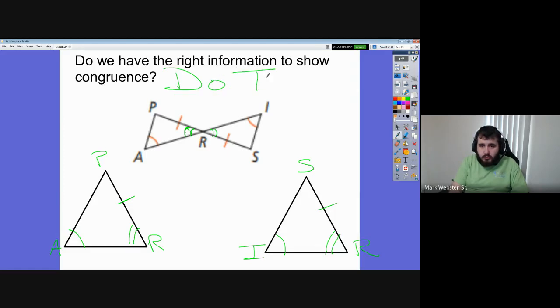Do they match? Do we have the right stuff for angle side angle or angle angle side? Yeah, absolutely, right? Since they match, we know that it's right.